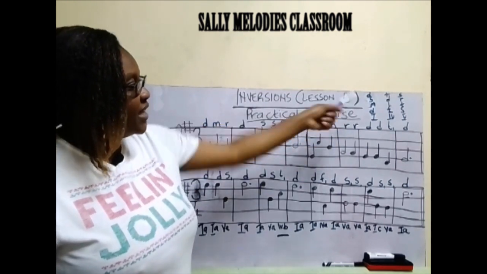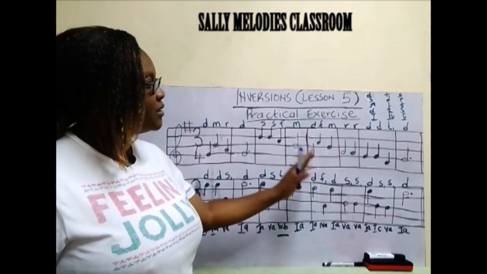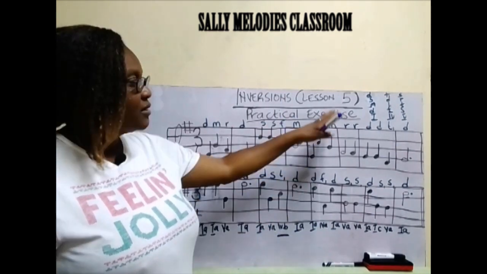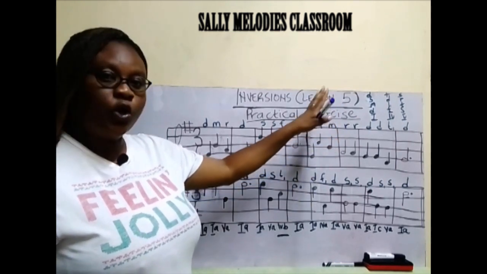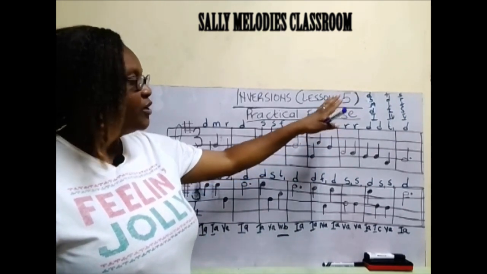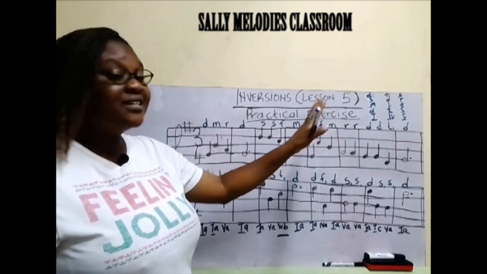At the corner there we have our 3 major chords. Chord 1, chord 4, chord 5. Remember the members of each chord? The members of chord 1 are Do, Mi, So, Do. Members of chord 4, Fa, La, Do, Fa. Members of chord 5, So, Ti, Re, So.